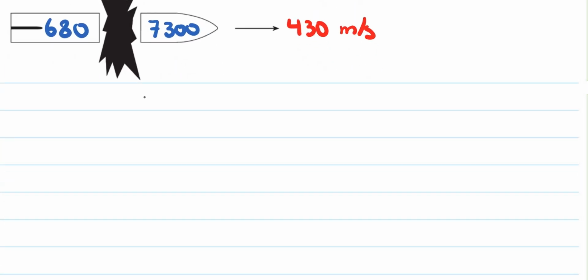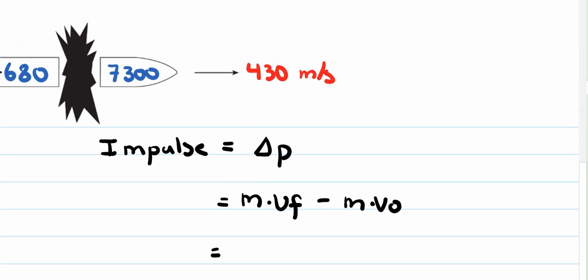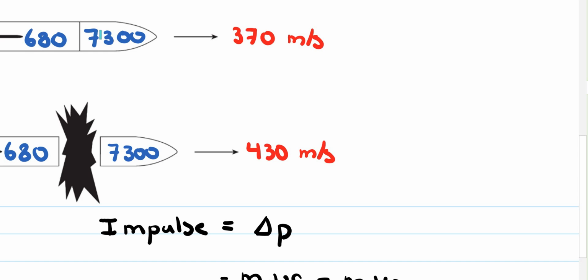Okay, so if I want to figure out what impulse is, let's write out the formula for impulse. An impulse is really a change in momentum. And the change in momentum is your mass times your final speed minus your mass times your initial speed. So we know that the initial mass of the space vehicle is 7,300, and it's moving at a speed of 370 initially. And then after the explosion, the space vehicle, which maintains its same mass, is now moving at a speed of 430 meters per second.